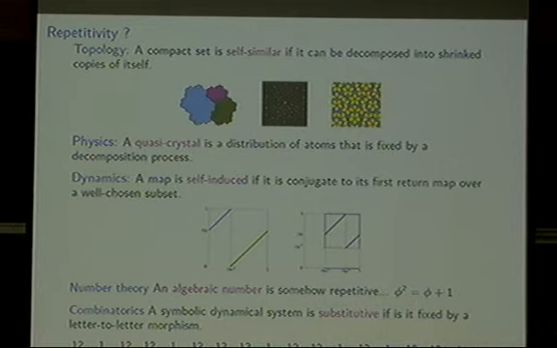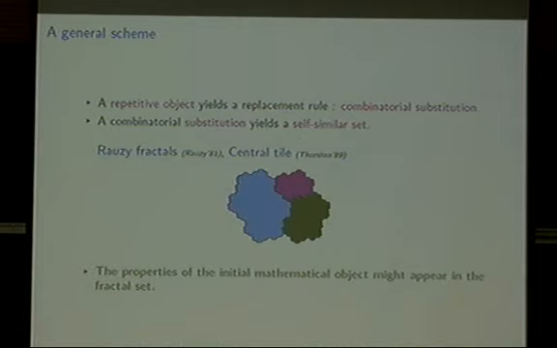Okay? So the main purpose is to say we have all these repetitive objects in many domains, and actually they are treated with a quite similar scheme. So we have a very general scheme which says that if we have a repetitive object, then we can see it in a combinatorial way. So we can switch from this repetitive object to combinatorics, such as a Fibonacci substitution. And if we have this combinatorial object, the substitution, then we can construct a self-similar set, which is my Rauzy fractal, or central tile, depending on the domain where you live in.